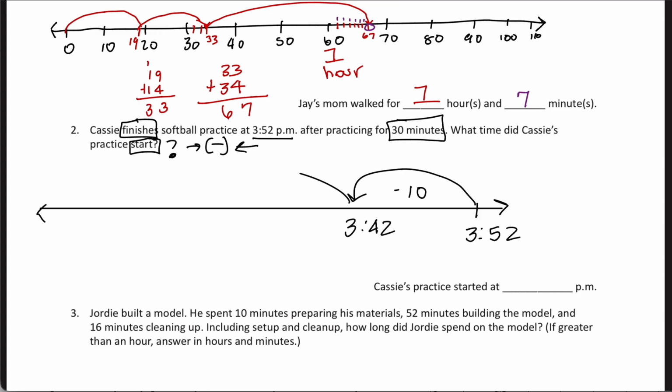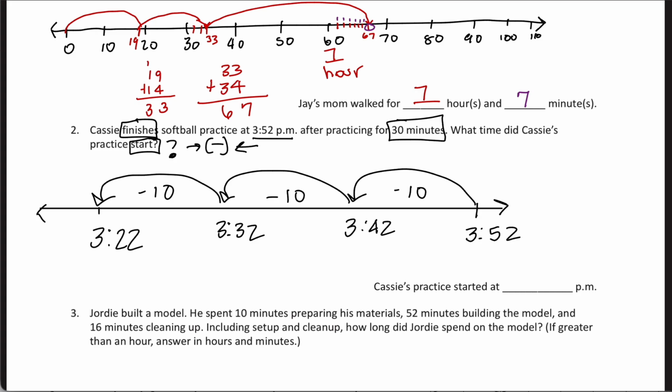Okay, now 3:42 minus 10 again makes what? 3:32. Now 3:32 minus 10 makes 3:22, p.m. So Cassie's practice started at 3:22.